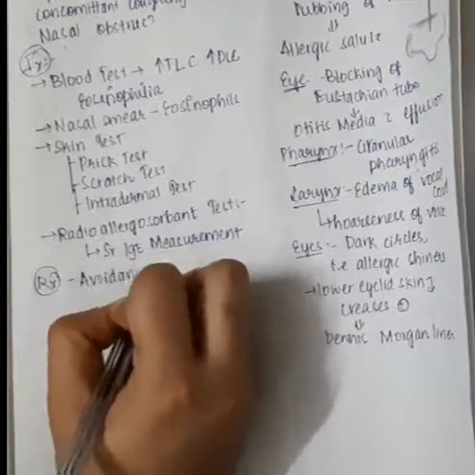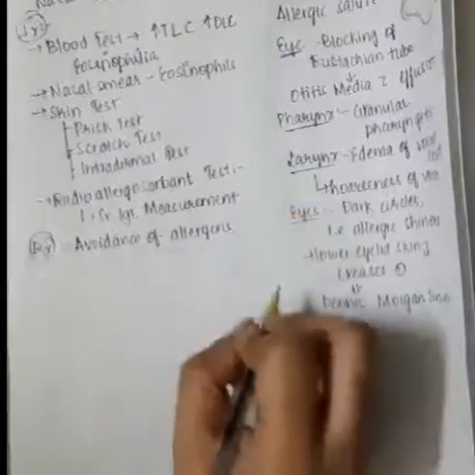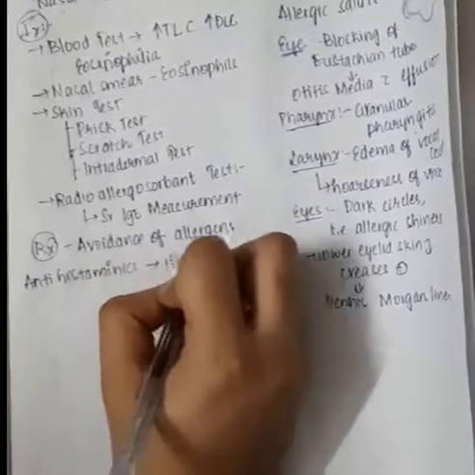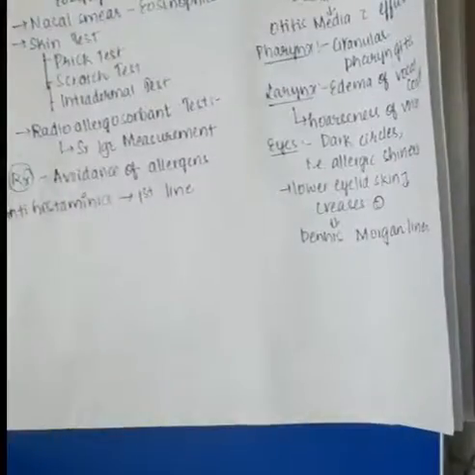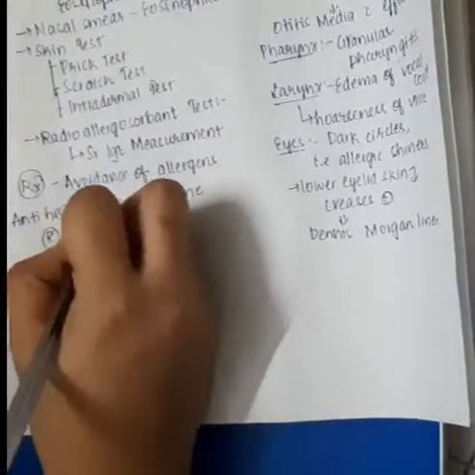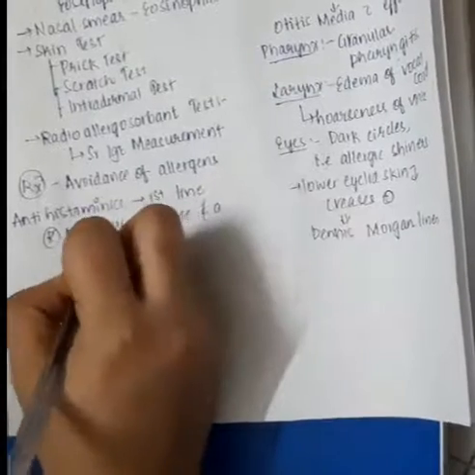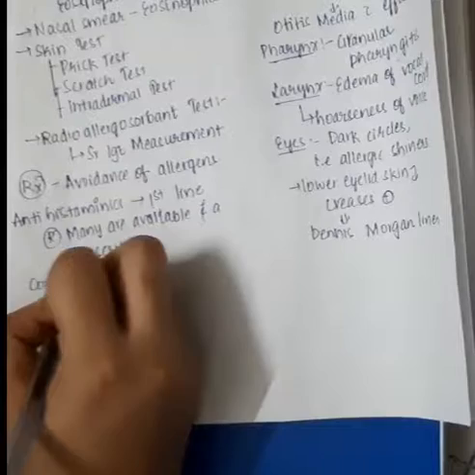Now coming to the treatment. You will first have to avoid the allergens and you will give antihistamines. These antihistamines are mainly the first line of treatment for allergic rhinitis. Many of these antihistaminics are available without prescription also, so these are tried first.